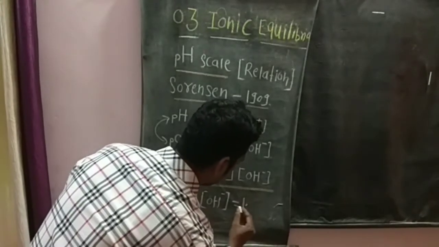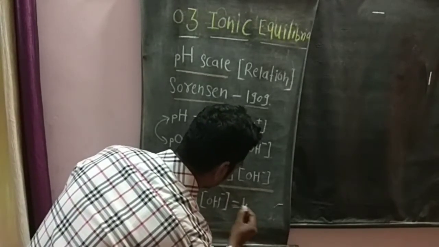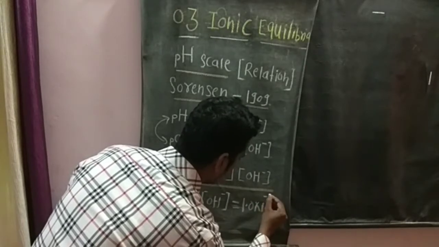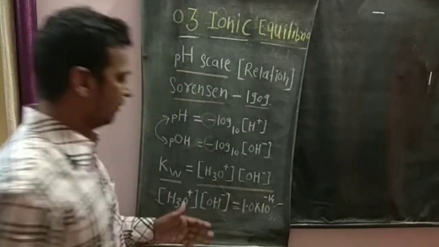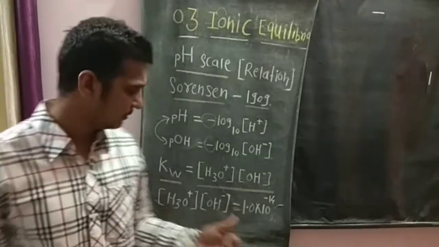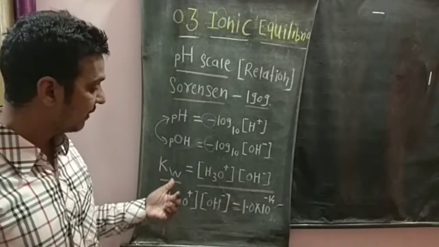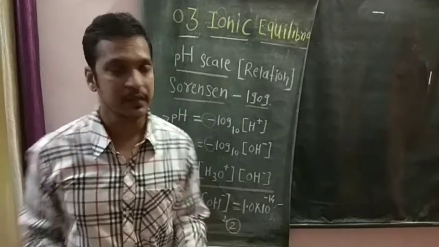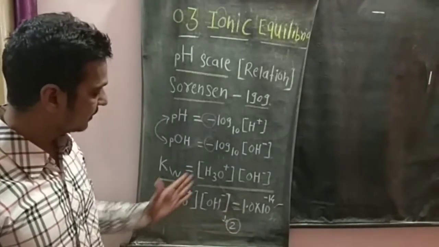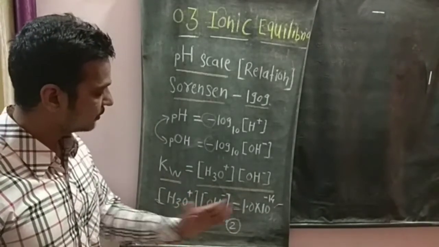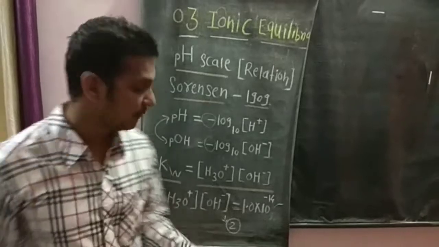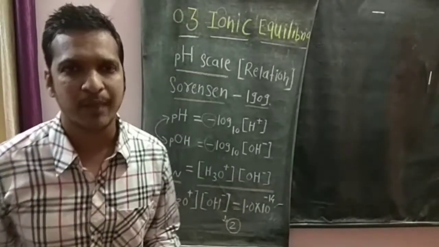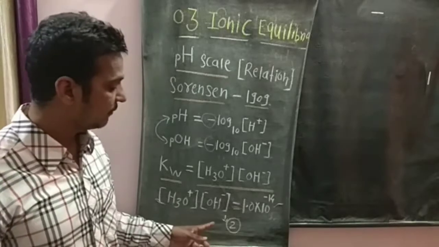The value of Kw is 1.0 into 10 raised to minus 14. Now this is the equation. We only introduce the value of Kw in place of Kw, 1.0 into 10 raised to minus 14. So this equation becomes concentration of H3O plus into concentration of OH minus is equal to the value of Kw, 1.0 into 10 raised to minus 14, or 10 raised to minus 14. So this is equation number 2.